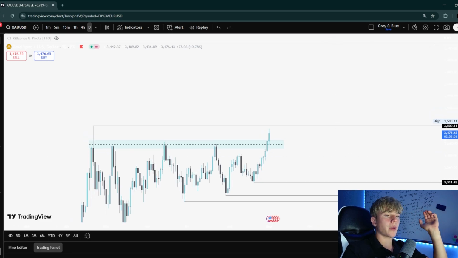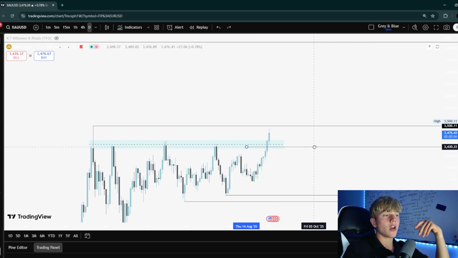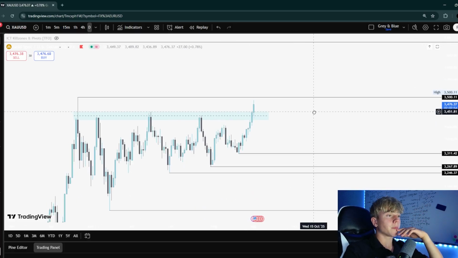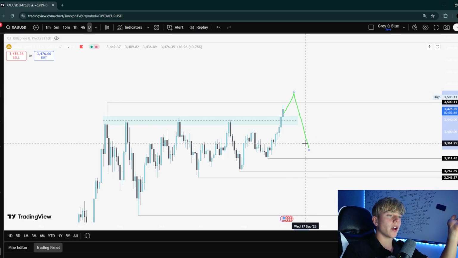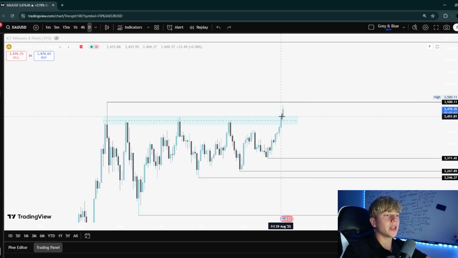It might not. Price might tank all the way down to all-time low. It might even go all the way up there. We don't know. That's why it's called a bias. But I think tomorrow price is going to push up to this high and maybe close there for the day, or at least wick above this high and then come back down. Or maybe the next week we'll push up to this high and then come back down.